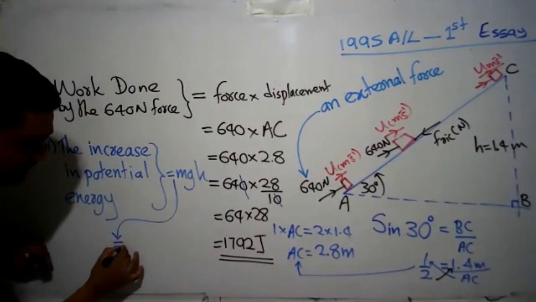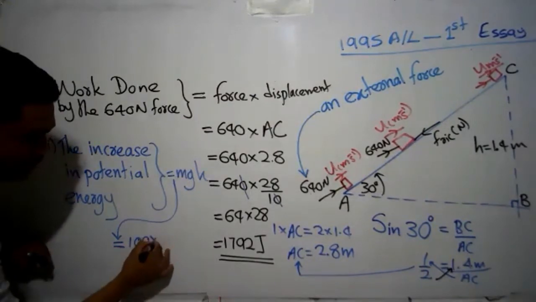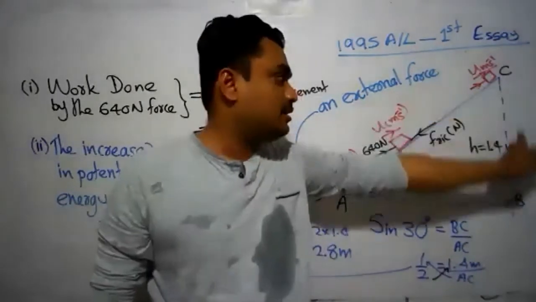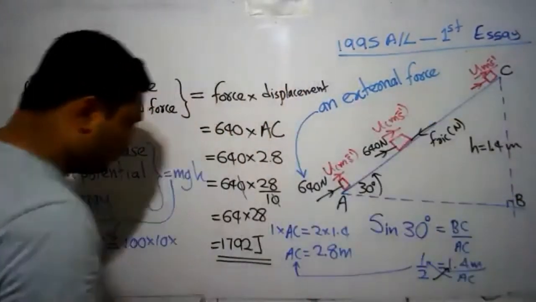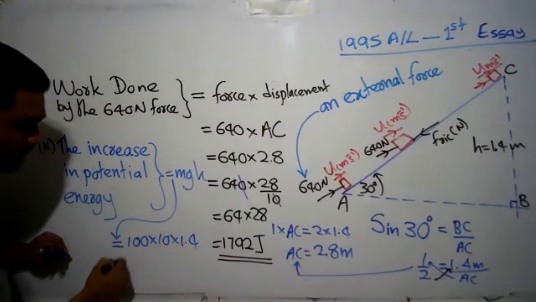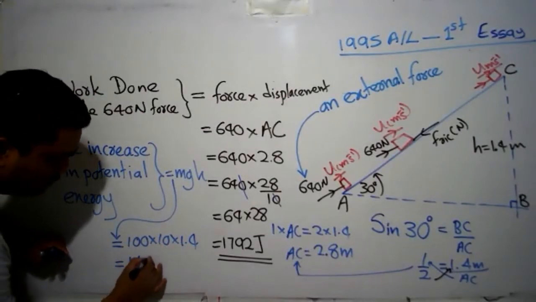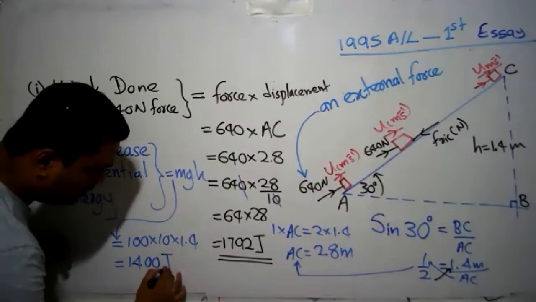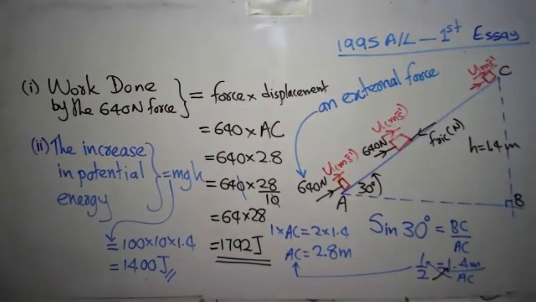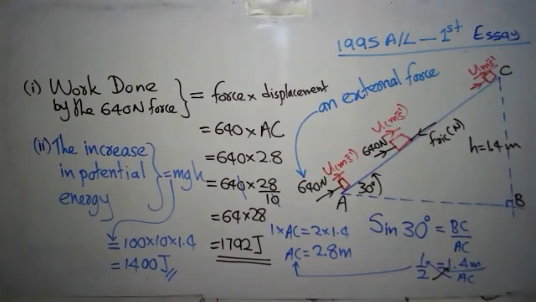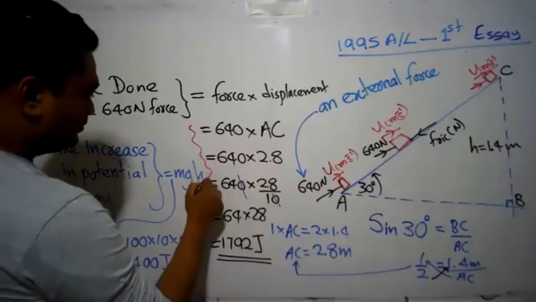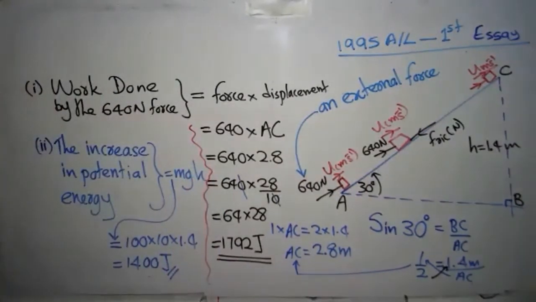Mass of the box 100 kilograms, g is 10, h the vertical height 1.4 meters. 1.4 into 10 is 14. 14 into 100 means 1400 joules. So this is the increase in potential energy of the object.